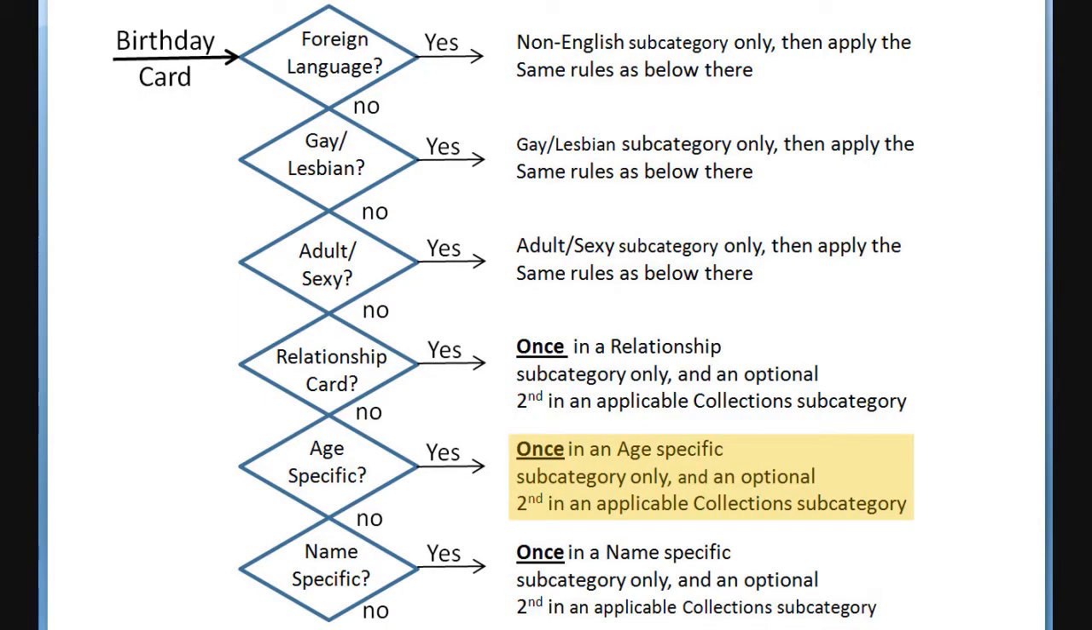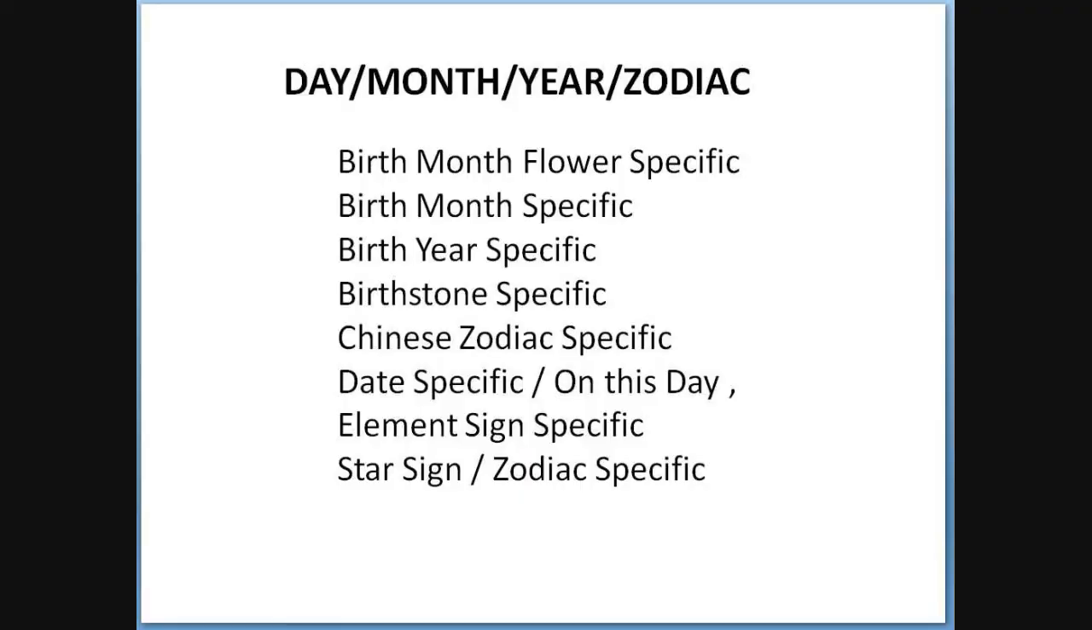The same rule applies as just discussed with relationships. If it is none of the above, but it is age specific, select the correct age specific category and do not select as your second category any of the other main birthday subcategories. The same applies to name specific. If the above does not apply, but there is a name, place it in the proper name subcategory and do not also select as your second category any of the other main birthday subcategories.